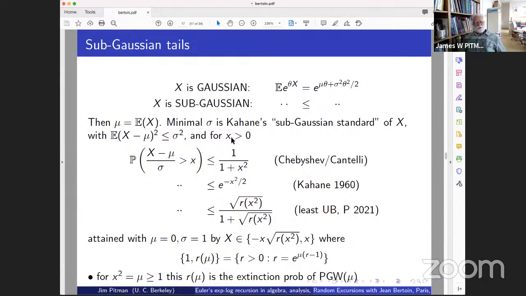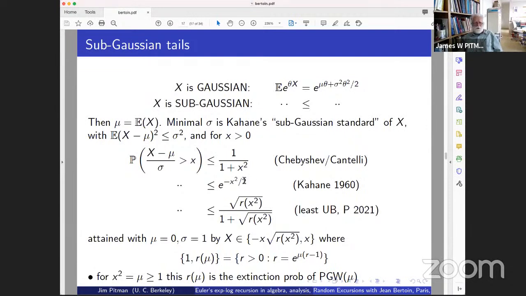Now, things get more interesting when you look at tails. If you look at the right tail, the probability that X centered at its mean and normalized by its Gaussian standard is bigger than x, there's a very easy inequality, which goes back to Chebyshev and Cantelli, which is really just a second moment inequality, which says that this is bounded above by 1 over 1 plus x squared. And there's a much more clever inequality, which is due to Kahane in 1960, which would now be regarded as a large deviation bound. And it's an instance of Chernoff's inequality.